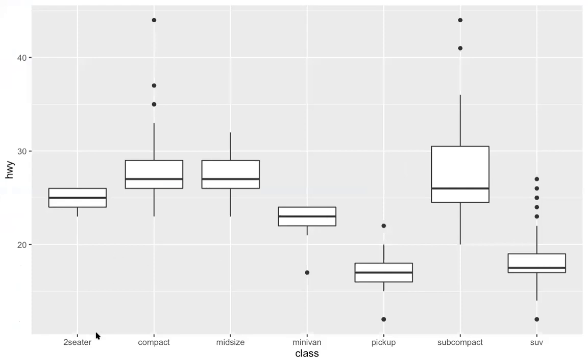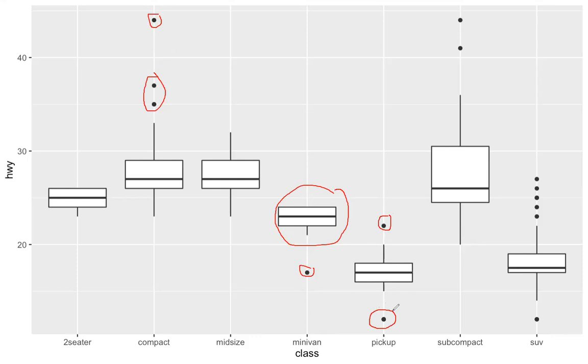The side-by-side means we are drawing one box plot for each class of the car. So this one is two-seater, compact, mid-size, minivan, pickup, subcompact. These two values and this value here are outliers, and this one is an outlier comparing with the major box plot, and this one is a large outlier which is above the box plot, and this one is a small outlier which is below the box plot.